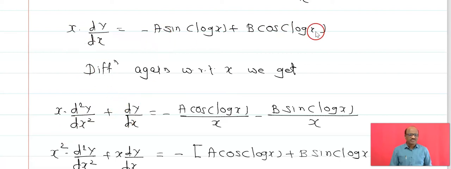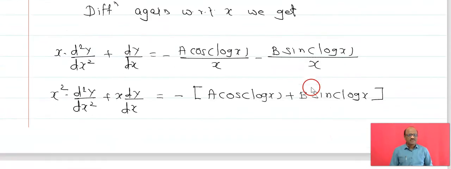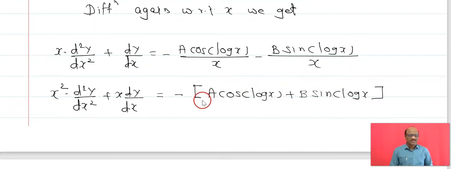Now again differentiate this term. What is the derivative of sin(log x)? It's cos(log x) into derivative of log x, which is 1 upon x. What is the derivative of cos(log x)? It's minus sin(log x) upon x. If we simplify, take minus 1 upon x common and multiply with this x, you will get x square into d2y by dx square plus x into dy by dx equals minus in bracket a cos(log x) plus b sin(log x).